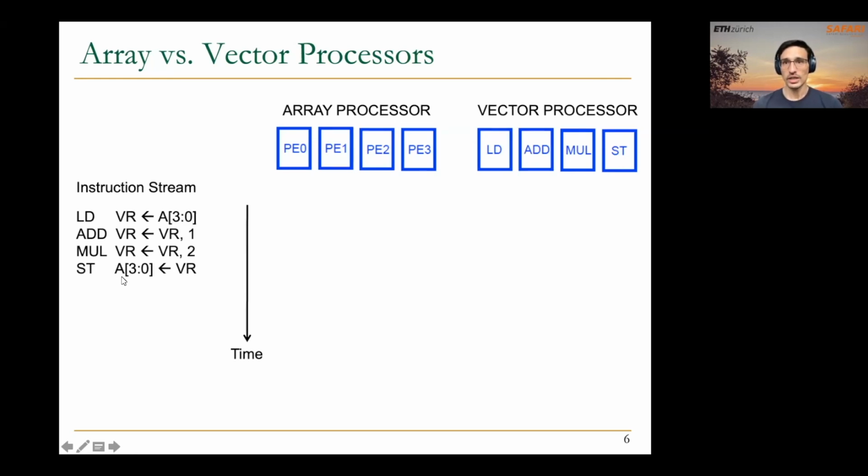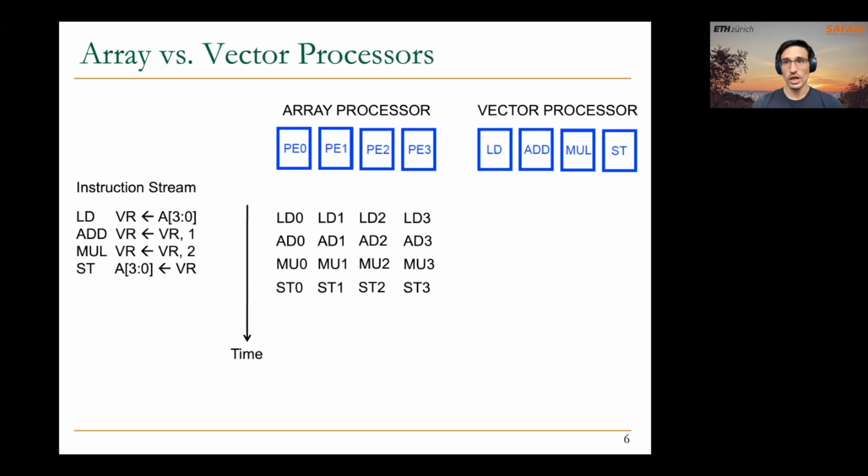How is this program executed on an array processor? Well, first of all, in the array processor, we have 4 processing elements that are exactly the same, and they have the ability to execute different instructions. So in the very first cycle of the execution of this instruction stream, we can launch 4 loads, 1 in each processing element. After the load operation is complete and we have the elements from A in the vector register, we can execute the add instruction, then the multiply instruction, and finally the store instruction.